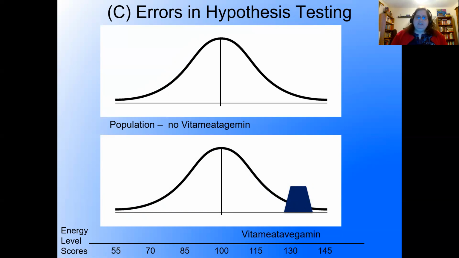So in both cases, in A and in C, I rejected the null. I made a very reasonable decision to reject the null based on my sample, comparing it to the population without vitamin. In one case, I made a correct decision in the first case. In this case, I'm making an incorrect decision.